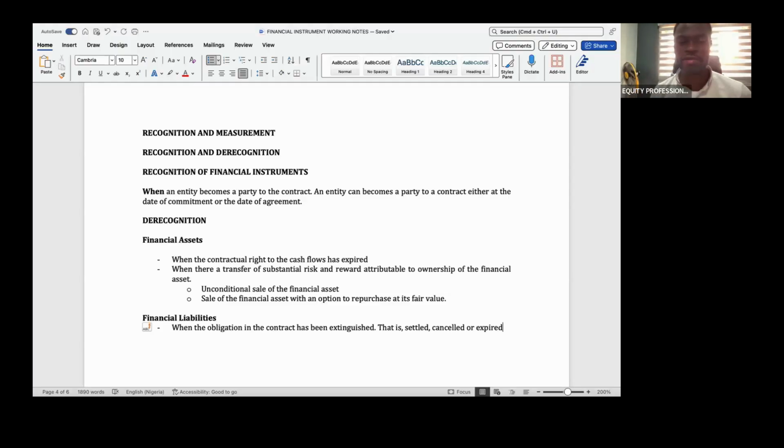So they ask you to advise them. Of course, we advise them not to derecognize that financial liability because they have not extinguished it. It's not settled, it's not cancelled, it's not expired. So why would you want to derecognize it because you have the money to repay? Right? So to answer that kind of question, you give them the definition and you talk them into ensuring that they don't derecognize it and they have to continue to recognize that financial liability.